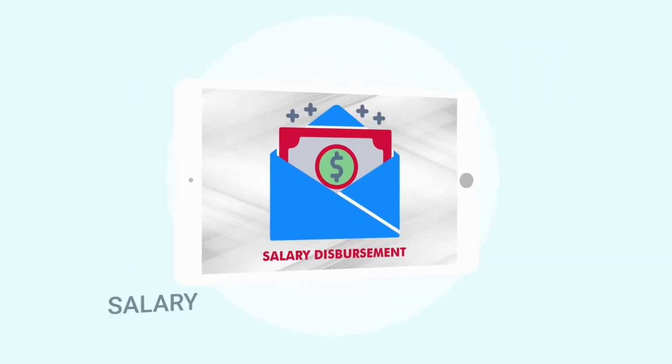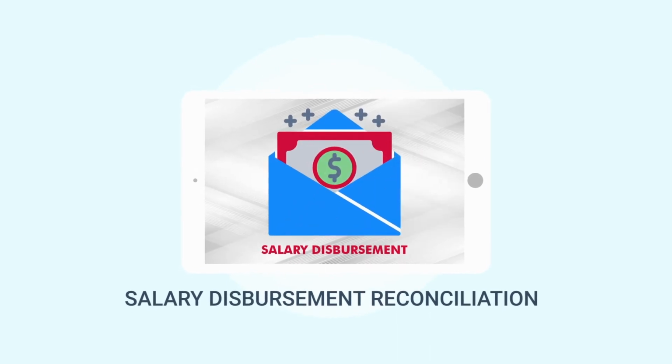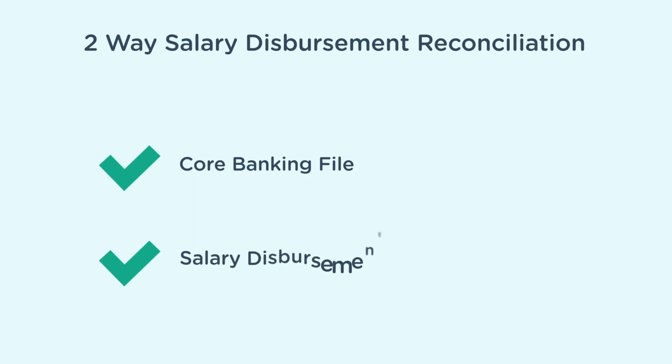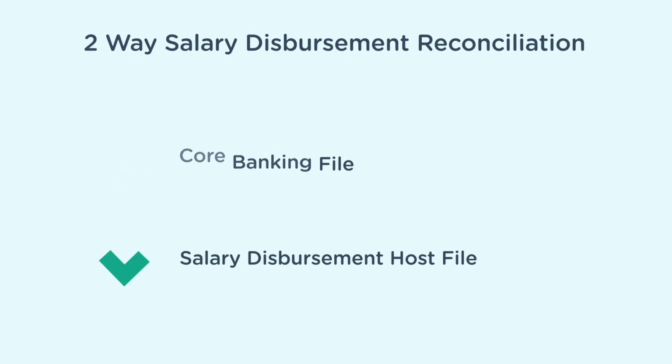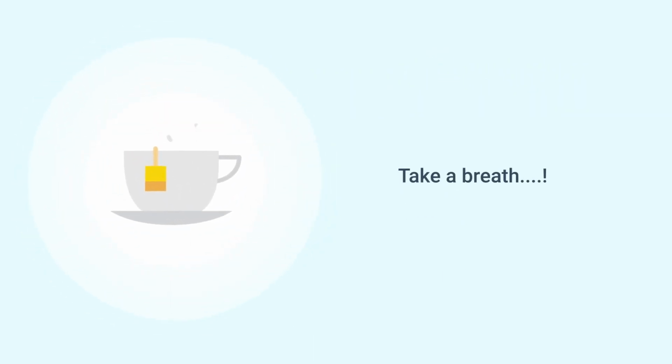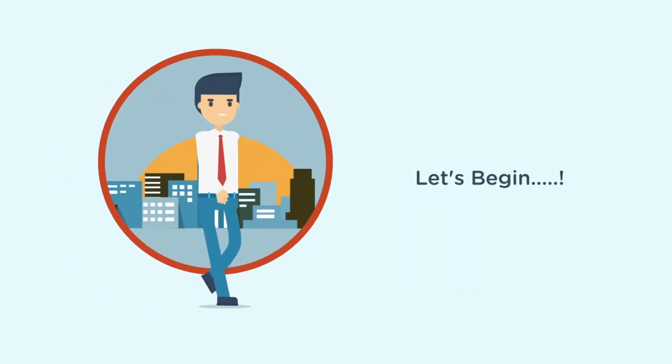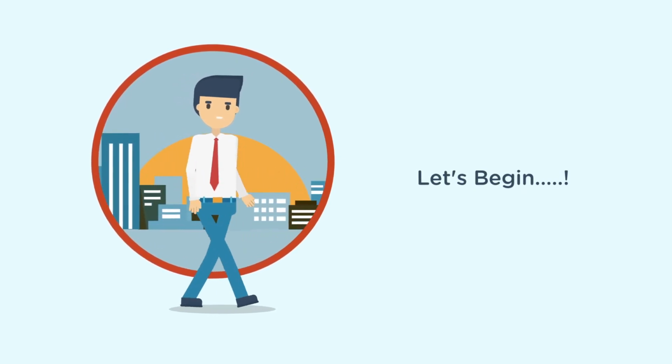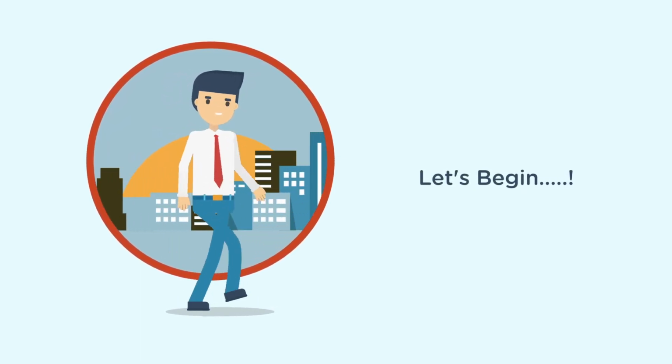And finally let's see the salary disbursement reconciliation. We can do two-way reconciliation for core banking file and salary disbursement host file. As usual we can get all extensive types of reports for it. Take a breath. Wow! We have just seen all types of transaction reconciliation processes that StarRECon supports. Okay. Shall we move to other outstanding features that StarRECon supports?